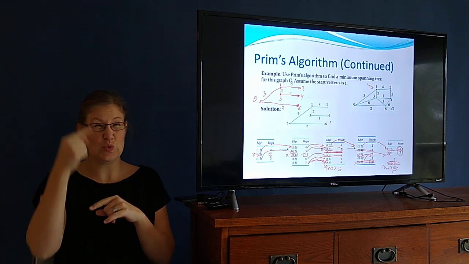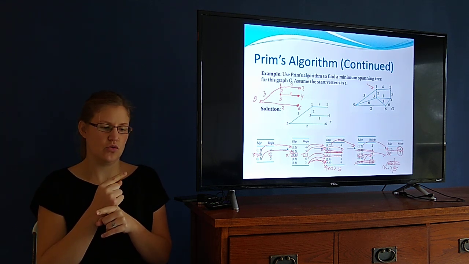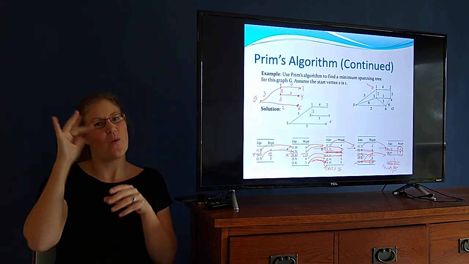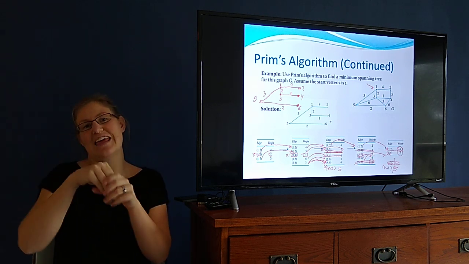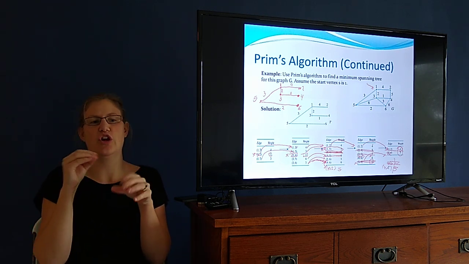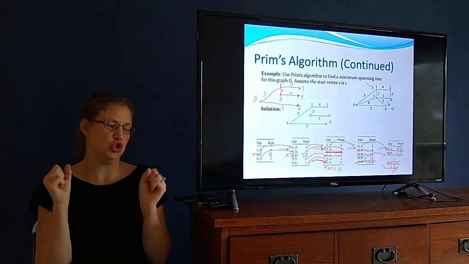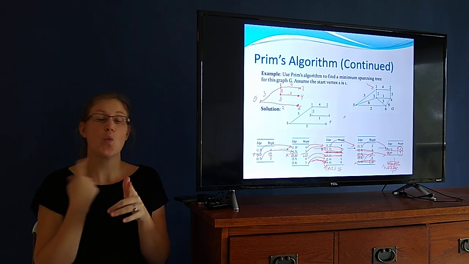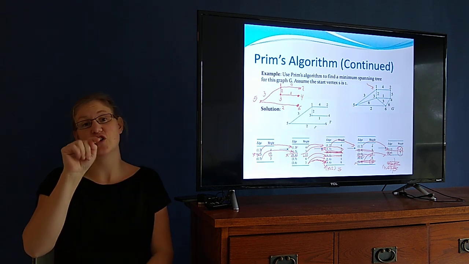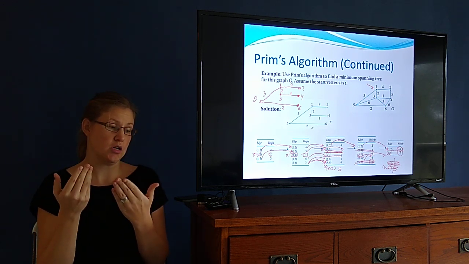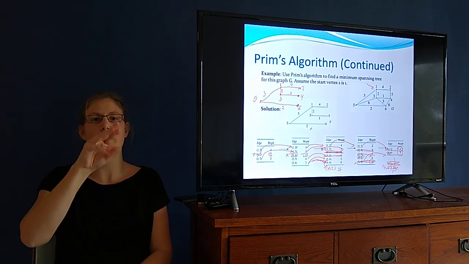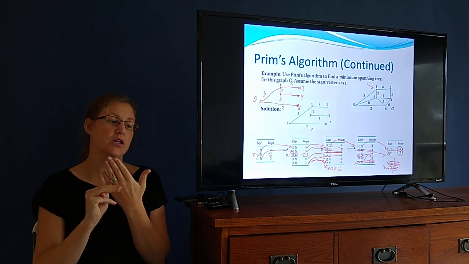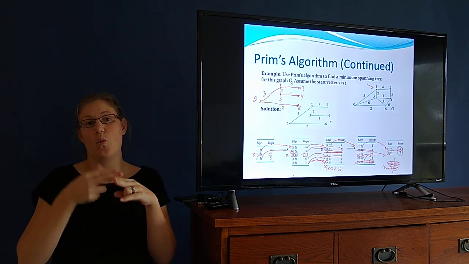But do you think it's correct? We cannot include it because 4 and 2, both of them, have already been visited. So there is no next step. We have visited all the vertices here, and we have used Prim's algorithm to construct the minimum weight spanning tree.